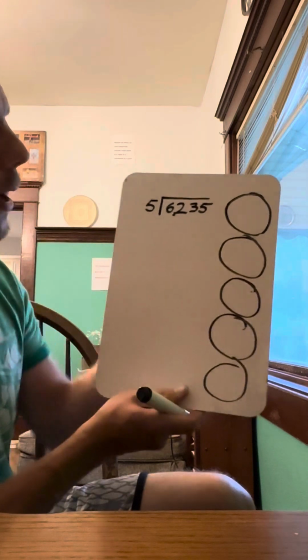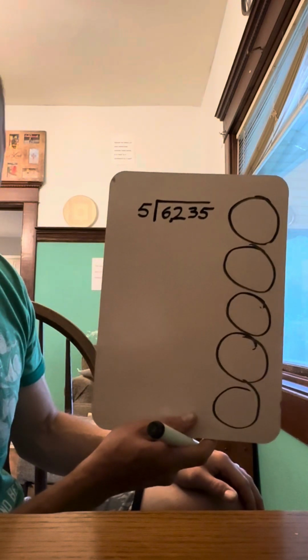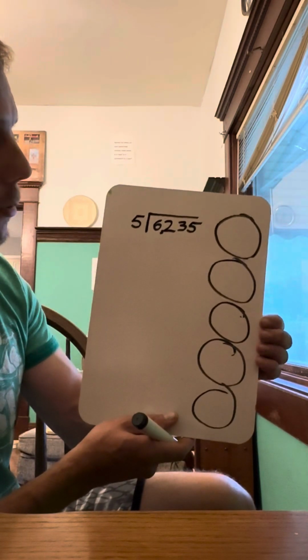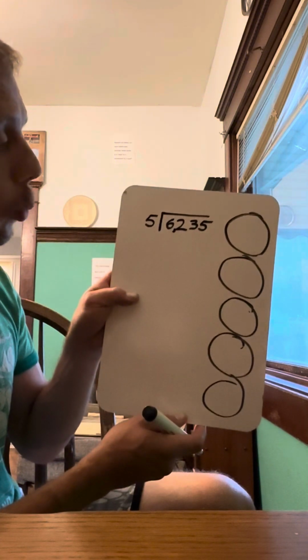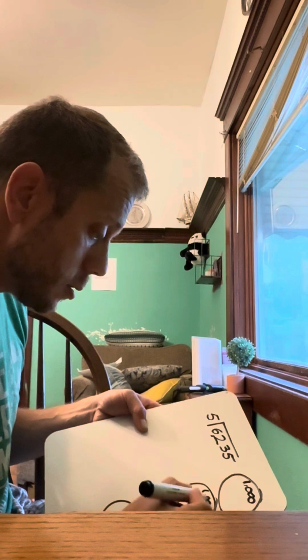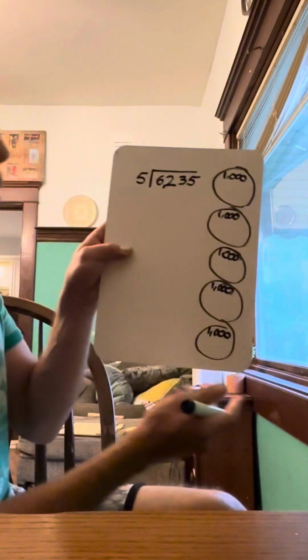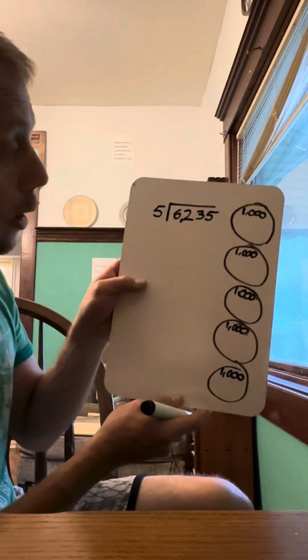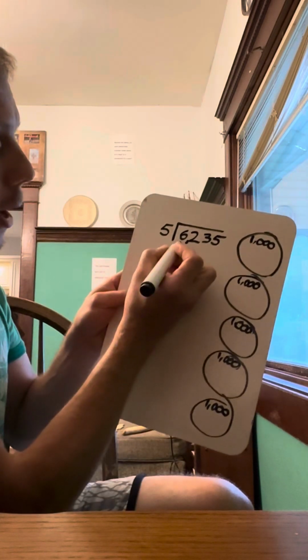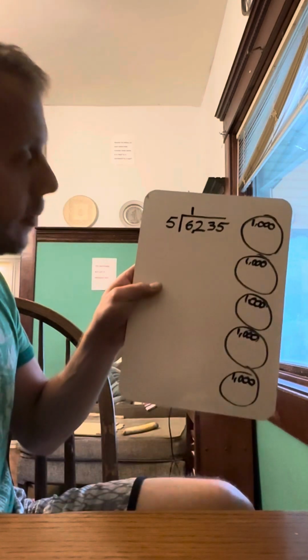All right, so let's start with my thousands place. Now imagine we have such thing as $1,000 bills. So we have 6 of them. So I can give each of the 5 people one of my $1,000 bills. So let me go ahead and do that. I have just given each person $1,000, all right? So above the thousands place, that's where I put my 1, because I'm dealing in thousands.